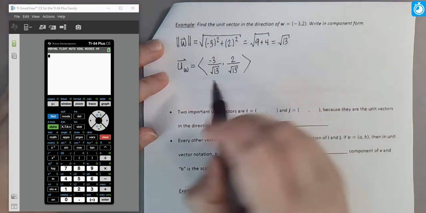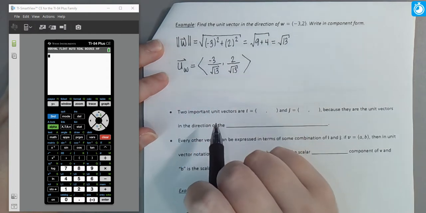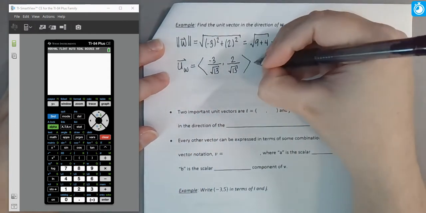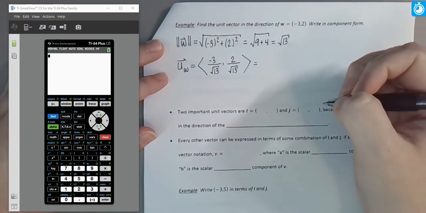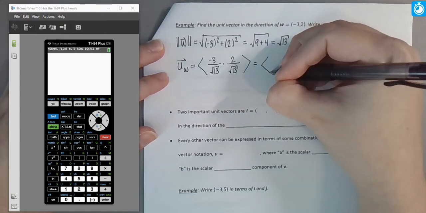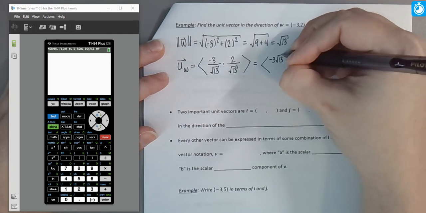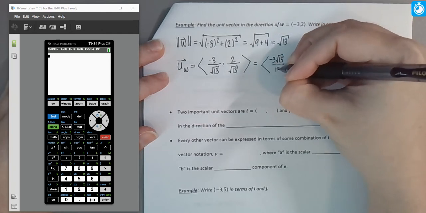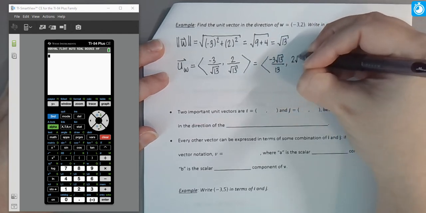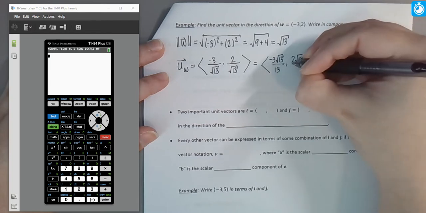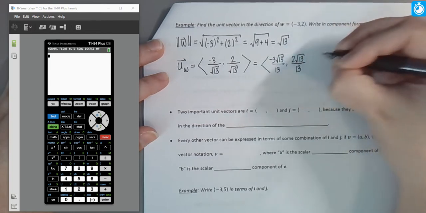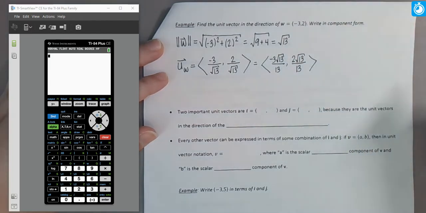Now, as you've guessed at this point, we can't leave it like that. We don't leave things irrational, or non-rationalized, I should say. So we need to rationalize that. So -3 times the square root of 13 divided by 13, and then 2 times the square root of 13 divided by 13. So that's going to be our unit vector.